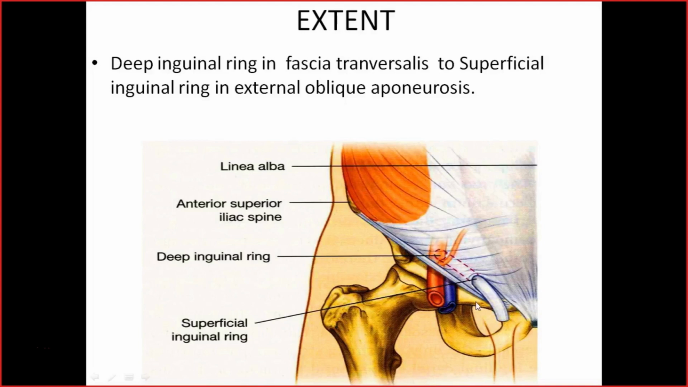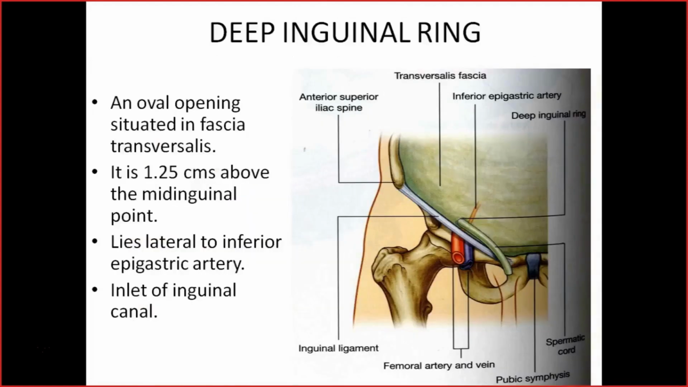Then we have the superficial inguinal ring, which is present superficially, in the 3rd layer. We have the first muscle as external oblique aponeurosis, right? In the external oblique aponeurosis, we have a triangular aperture which we call the superficial inguinal ring. So that is the extent of the inguinal canal. From the fascia transversalis till the external oblique aponeurosis, we have the extent of the inguinal canal.